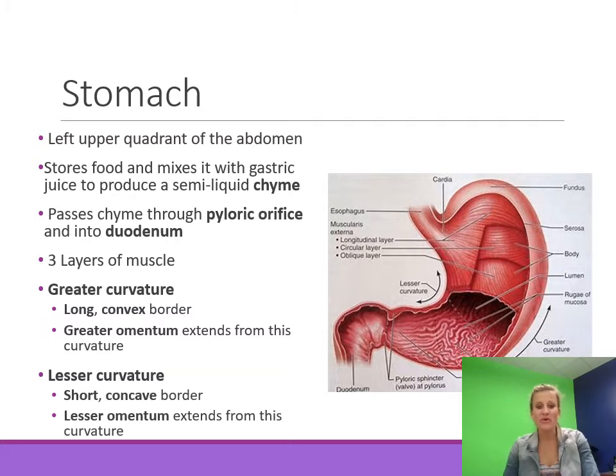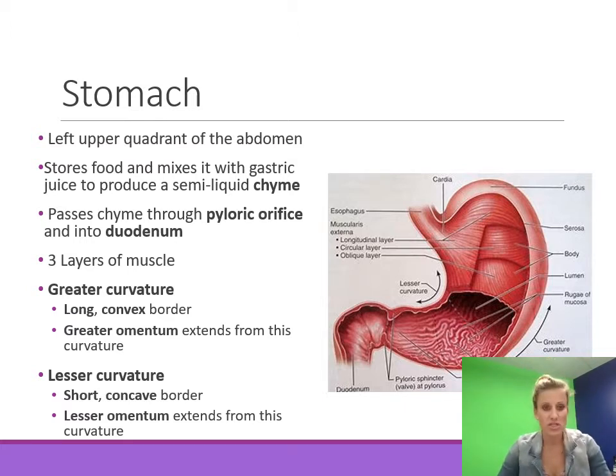Okay, so now we can move on to the stomach. The stomach is located in the left upper quadrant of the abdomen, and it's partially located within the thoracic cage. So parts of it are protected by the ribs and the costal cartilages. Parts of it project more medially and are not enclosed within the thoracic cage.